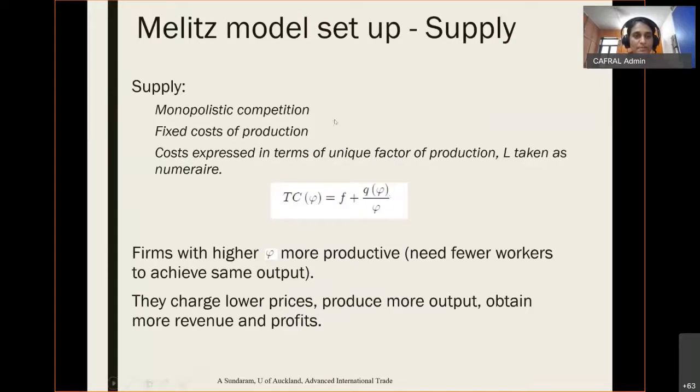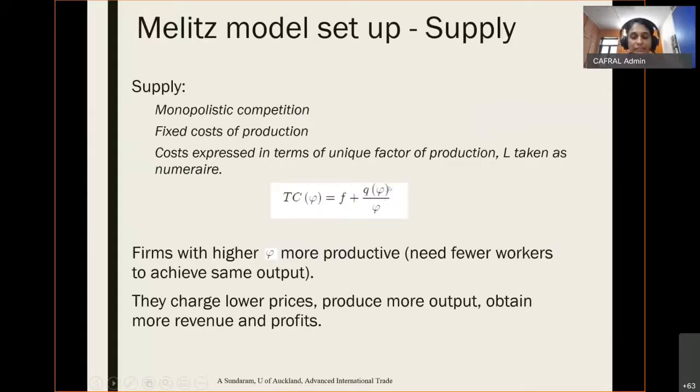Okay, so monopolistic competition, very much like Krugman. As I said, we're going to have the fixed cost of production, also like Krugman. Costs are going to be expressed in terms of the unique factor of production. So labor is going to be the factor of production. We take L as the numerator here, right? So that's labor. So what is total cost? It's the fixed cost plus the variable cost times Q, right? Which is your quantity produced.